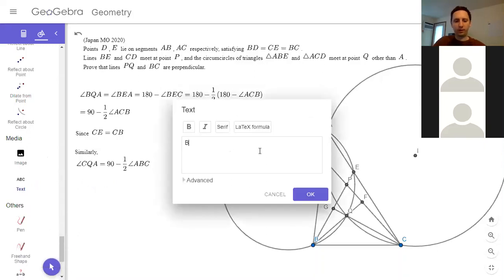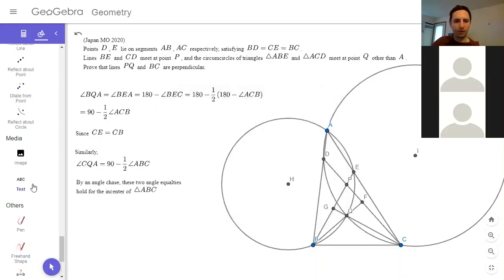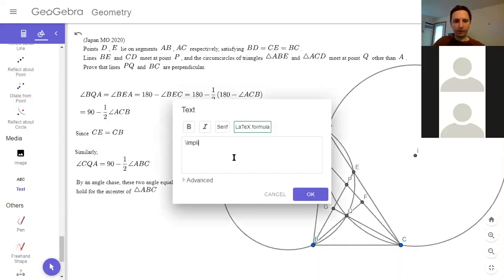Just write by an angle chase, these two. Okay. Yeah, I'm not gonna write up the whole angle chase there, but so that means Q is the incenter of ABC.